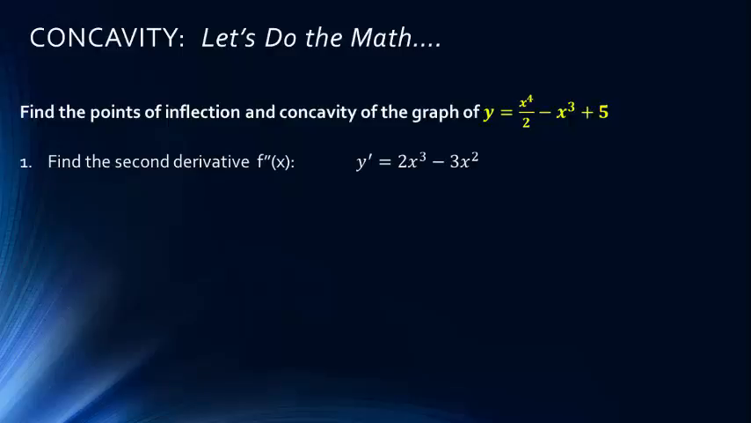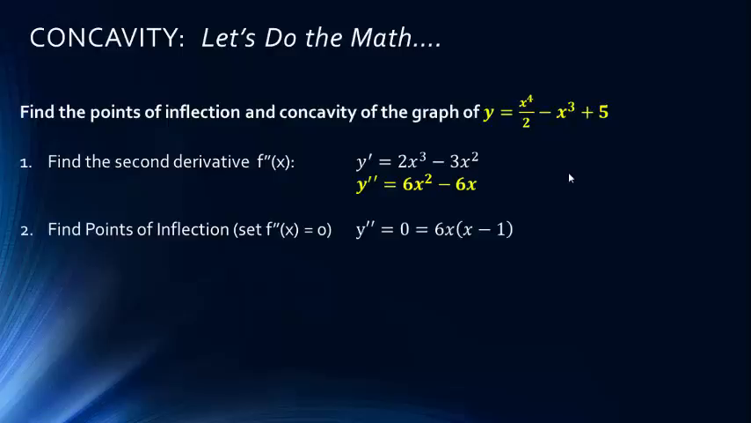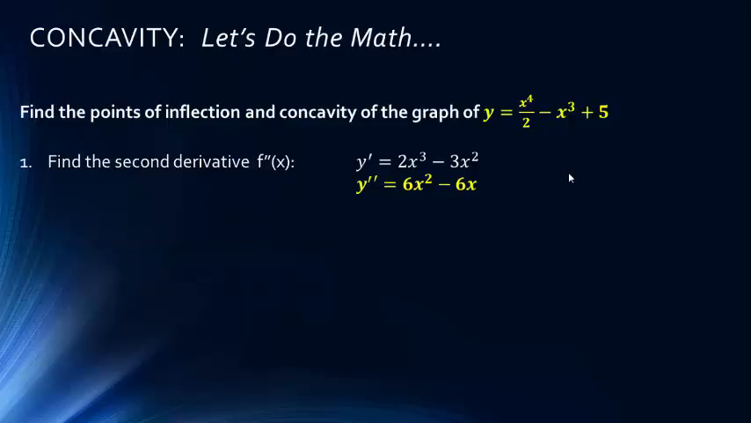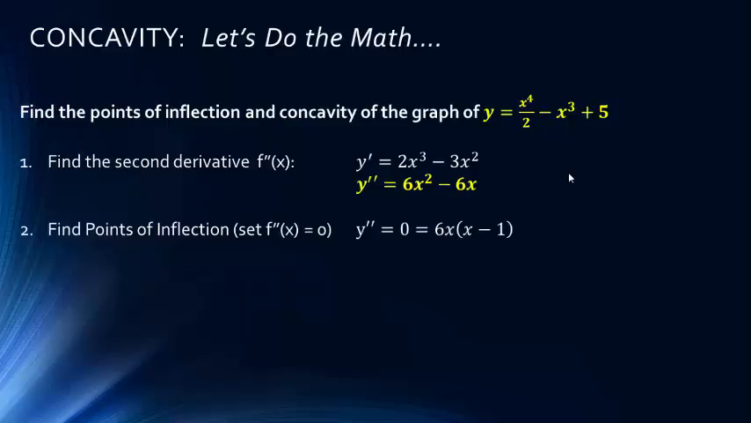Okay. So first we want to find the second derivative. Well, in order to find the second derivative, we have to find the first derivative. Again, pretty simple derivative there, and even simpler there. Now we want to find the points of inflection by setting the second derivative equal to 0. If we factor out a 6x, we get 6x times (x minus 1). Set each of those equal to 0, and we get x equals 0 or x equals 1. So these are our points of inflection.